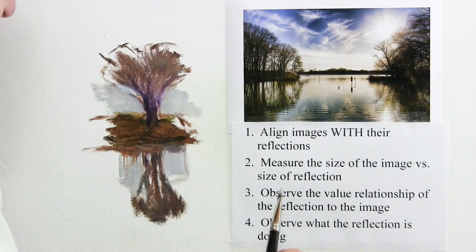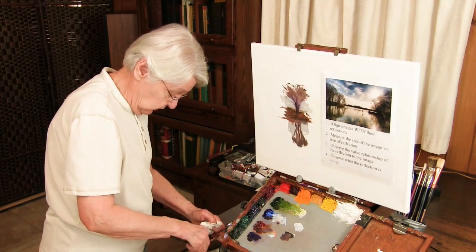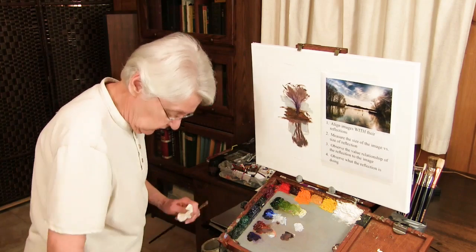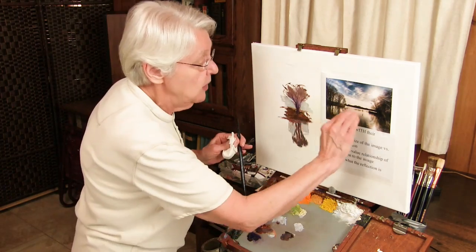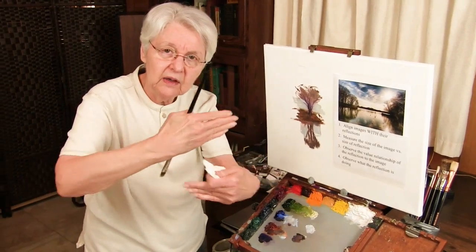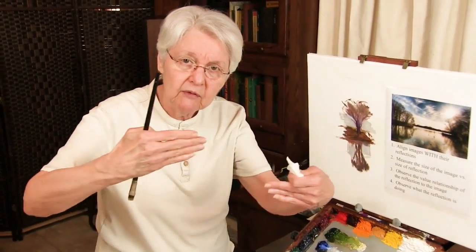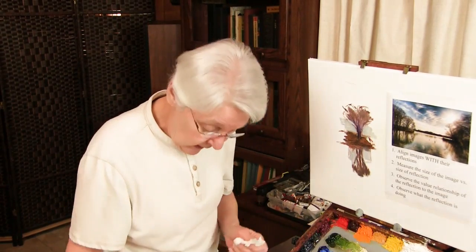Now, observe the value relationship and what it is doing. This is where their whole reflective quality gets answered. What it's doing is moving back and forth like this. Those darks are moving like this, and those lights are moving back and forth like that. If I can imitate that movement with my brush, I should be able to get it.